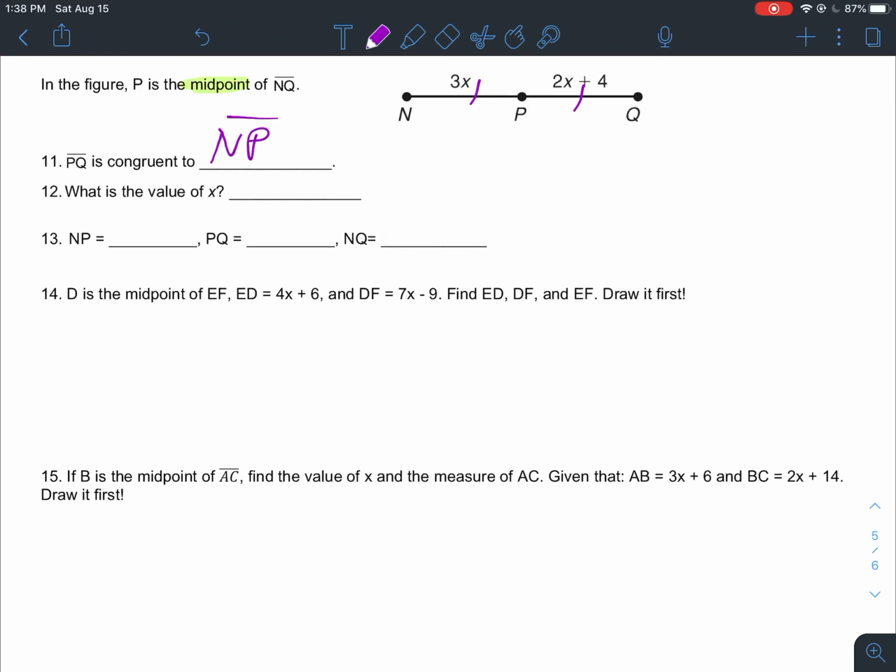So what is the value of x? Well, what does congruent mean? Congruent means equals. So if PQ is congruent to NP, that means PQ equals NP. And PQ is 2x plus 4, and NP is 3x. Subtract 2x from both sides, I get x equals 4.